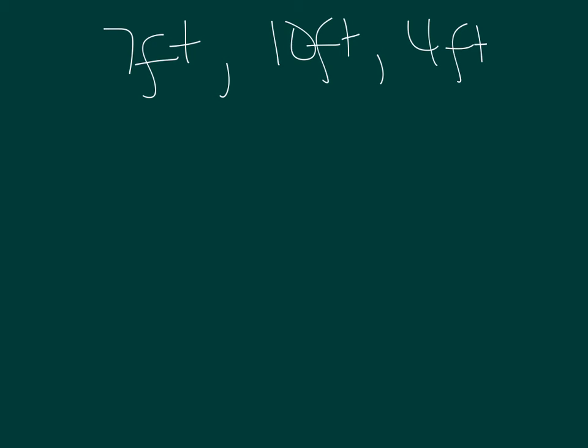The other thing that can happen with the Pythagorean theorem is I may give you 3 measurements and you have to figure out whether or not they would make a right triangle. So for example, if I just gave you 3 random numbers, let's say 7 feet, 10 feet, and 4 feet. You're supposed to use the Pythagorean theorem and determine would these 3 measurements make a right triangle or not.